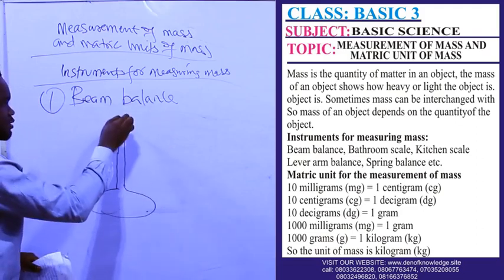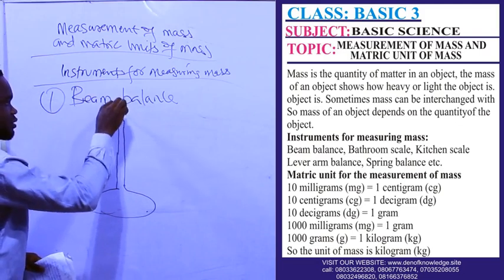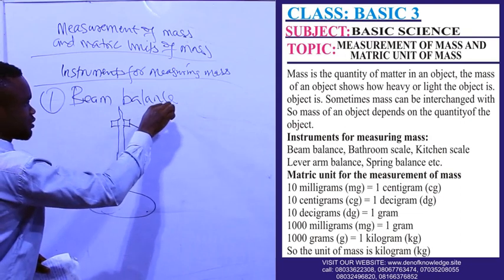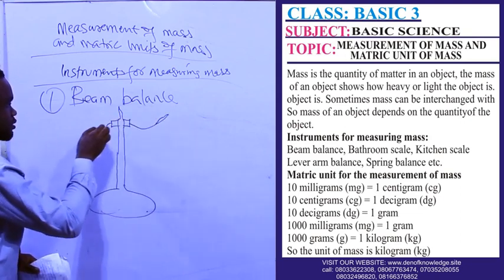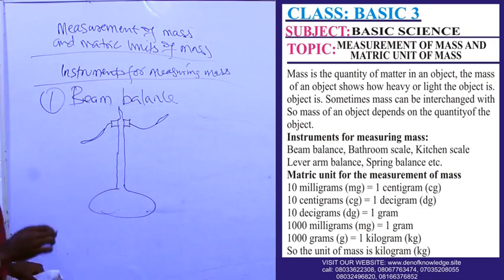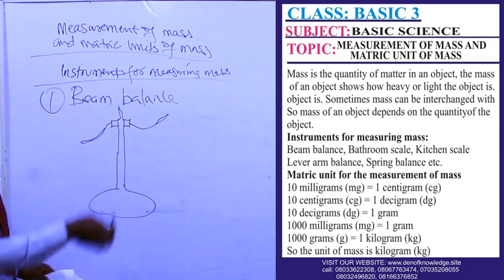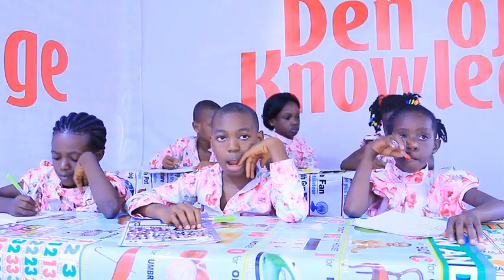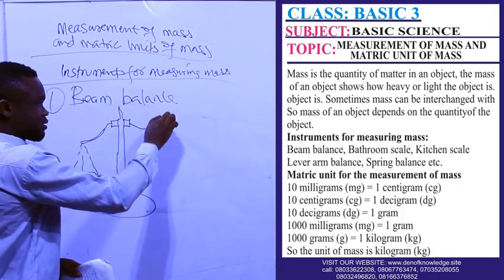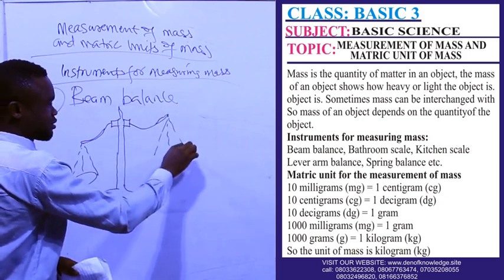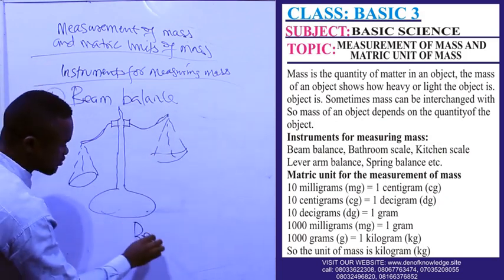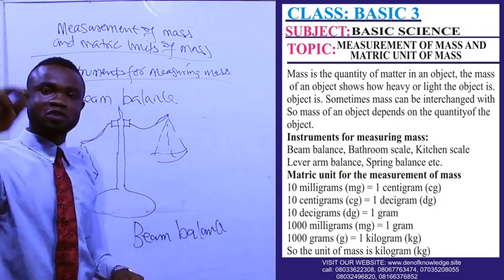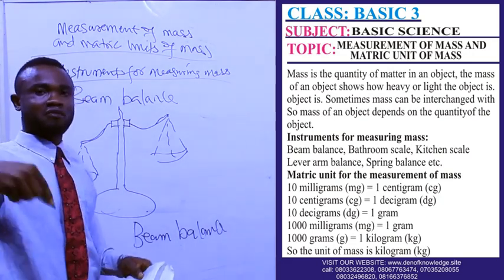Structure of the beam balance. This is the beam balance structure. You can see a mass suspended here, and that one here. This is the beam balance, an instrument used in measuring the mass of an object.